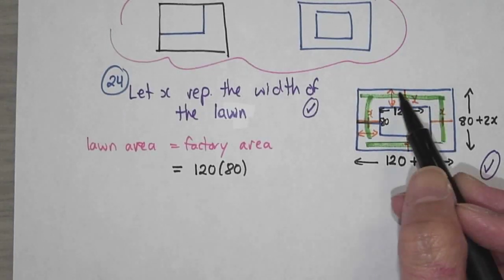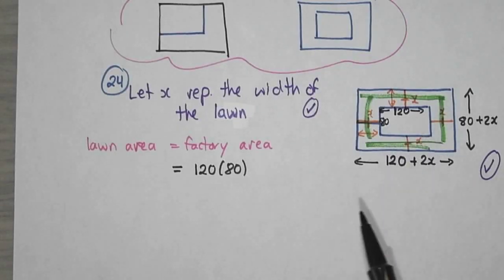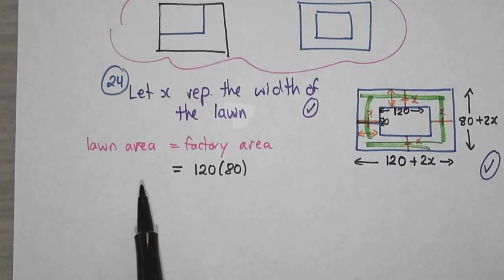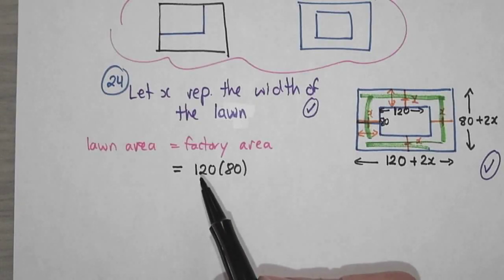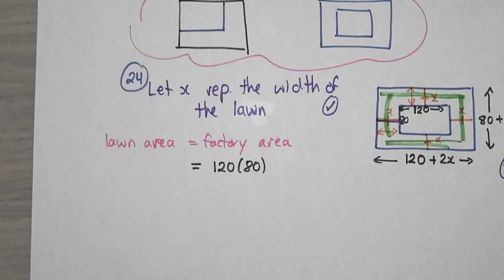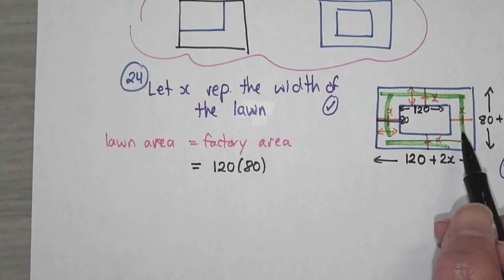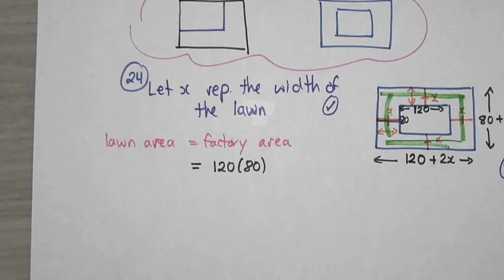So there's another way you can look at this. So you can do it two ways. You can do a subtraction. So I can say this big rectangle minus the small rectangle will equal this strip here. Now, another way of looking at it, and I kind of like this way a little easier. If this outside rectangle is 120 plus 2x and 80 plus 2x, I know that this green part here, the lawn, equals the area of the factory.